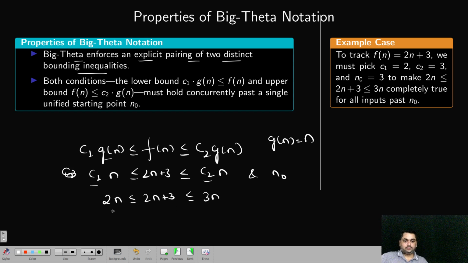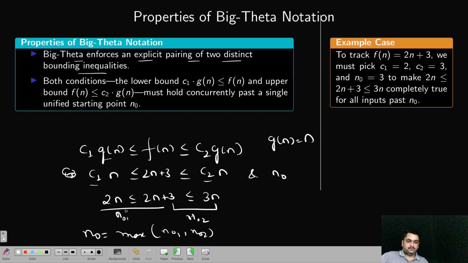For the lower bound to be satisfied, you will have one n naught value, let us call it n naught 1. For the upper bound to be satisfied, you will have another n naught value, say n naught 2. So the final n naught value will be the maximum of n naught 1 and n naught 2. For this example, n naught 1 is 1, since the lower bound is satisfied for any n greater than or equal to 1. Here you have to check: the upper bound only is satisfied for n greater than or equal to 3. So the maximum of 1 and 3 is 3. So the final n naught value will be 3. This is how you solve the problems.